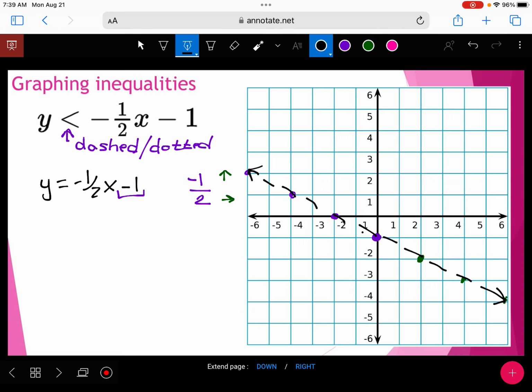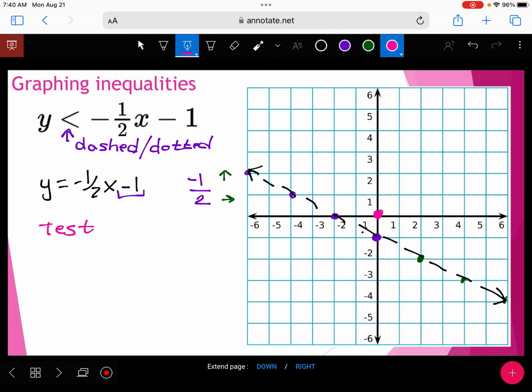Okay, we've got to test a point. So we're going to pick any point not on the line. 0, 0 is not on the line. It makes my life easier. That is not the only point you can use. We started using 1, 2. That one would totally work. As long as you can see very clearly it's not on your line, you can use any point you want. But 0, 0 is probably the easiest to use.